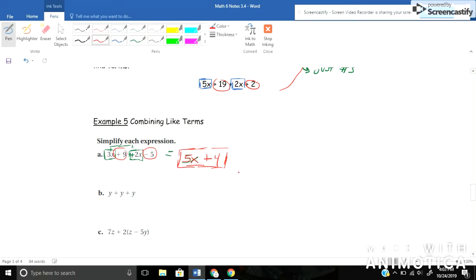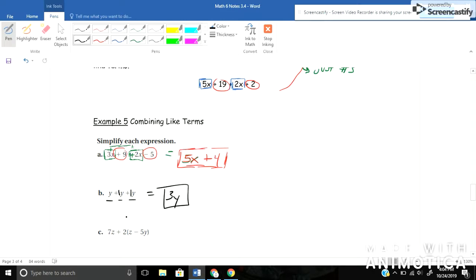Okay. Let's try again. On the next one, what are my like terms in this expression, y plus y plus y? Well, they all are like, right? They all have the letter y, so I can add them all. And remember, if there's nothing in front, we assume it's 1, right? So 1y plus 1y plus 1y will give me a total of 3y. And that's as simple as I can get.